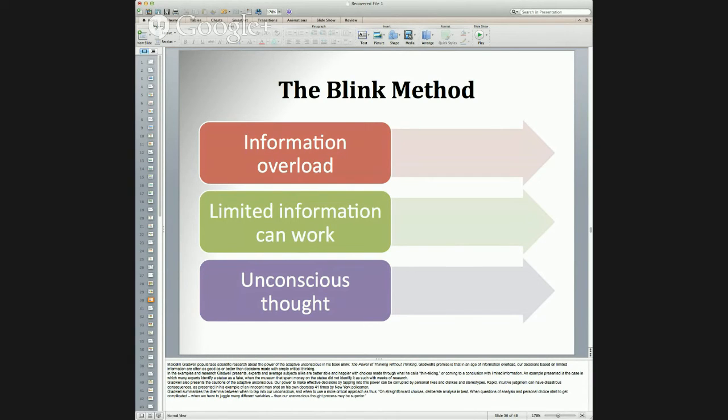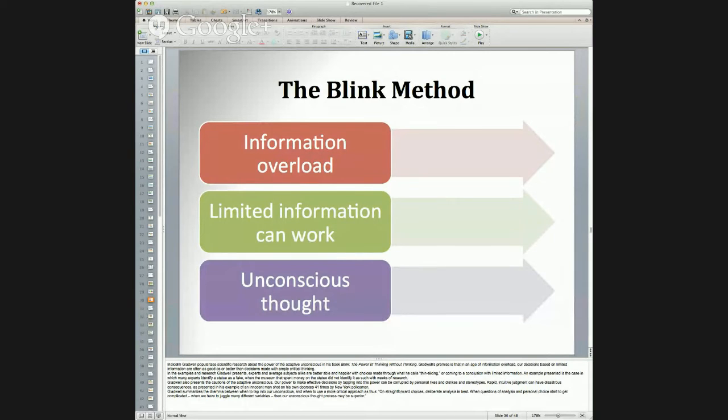Gladwell also presents the caution of the adaptive unconscious. Our power to make effective decisions by tapping into this power can be corrupted by personal likes and dislikes and stereotypes. Rapid intuitive judgment can have disastrous consequences, as presented in his example of an innocent man shot on his own doorstep 41 times by New York policemen.